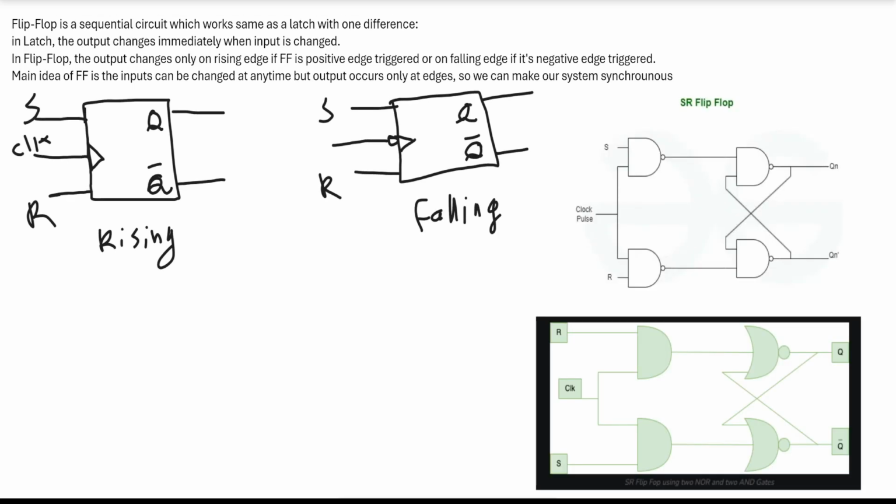If we want to see the circuit inside this symbol, we can draw the SR flip-flop in two ways. We can use two NAND gates like this here, and then this is our S input, R input, Q and Q bar, and this is our clock. And also we can use two NOR gates and two AND gates as shown here.